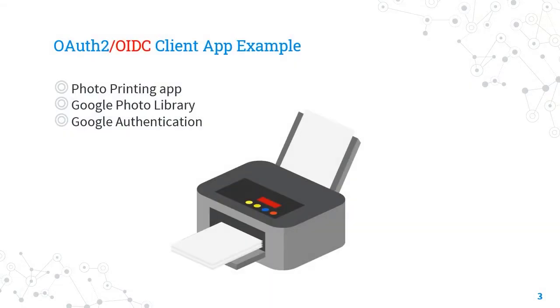I'm using the same OAuth 2 client app we used last time. I'm reusing it because I just need to make a small modification to make it work for OpenID Connect. But the purpose of this app is different though. We are not trying to call Google Photo Library at the end. We are trying to log in the user in the photo printing app itself.